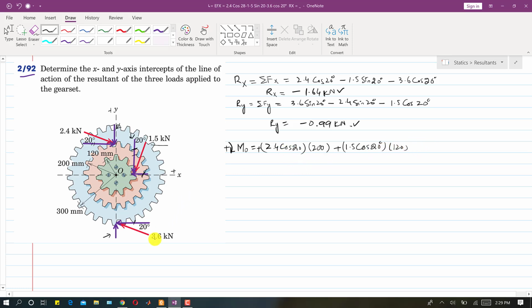Now this component, the line of action of this force, is passing through point O, so it will not produce any moment. Only this component will produce moment, and it is also producing clockwise moment, so we add this as well. This is the cos component of 3.6, so it will be 3.6 cos 20 degrees, and the perpendicular distance is 300 mm, the radius of the largest gear.